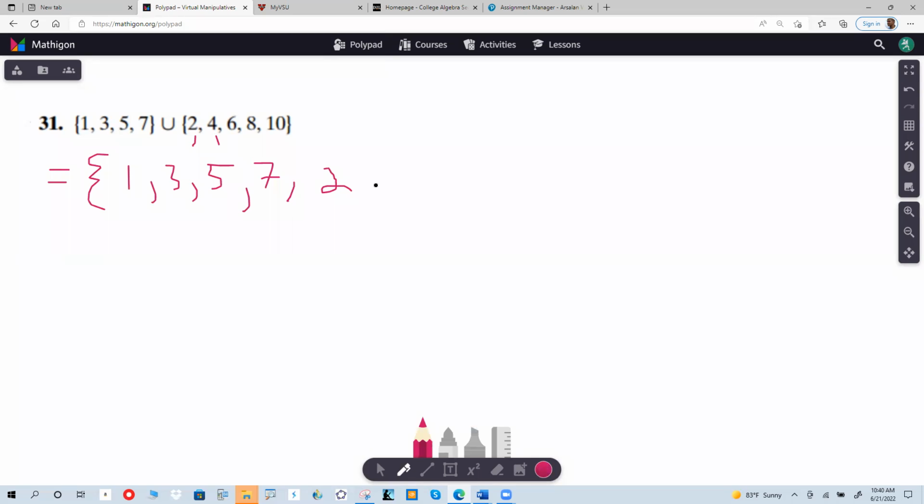4 is not in the first set, so it should go here. 6 and 8 are not in the first set. They certainly belong here as well. And 10 is not in the first set. Basically, it happens to be the case that the 2 sets are disjoint. They don't have an intersection. Their intersection is empty. I listed them all.